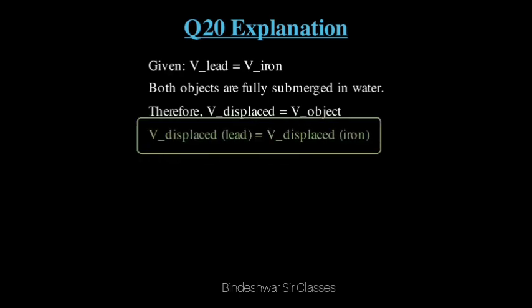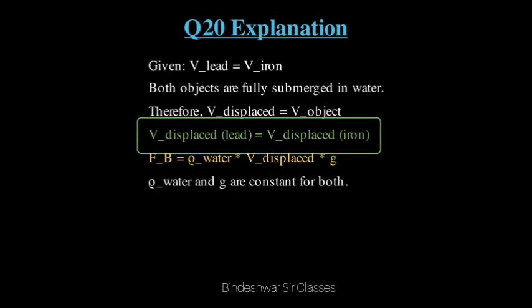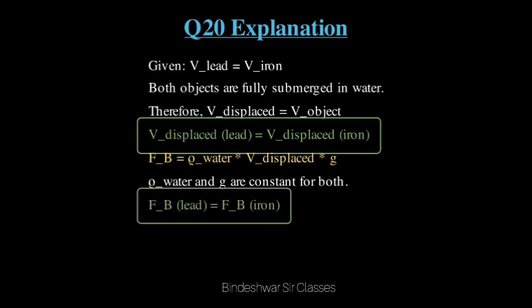The buoyant force formula is F_B equals rho_fluid times V_displaced times g. In this case, both objects are in the same fluid, water, so rho_fluid is the same for both. And as we just established, V_displaced is also the same for both. Of course, g is a constant. Therefore, all the terms on the right side of the equation are identical for both the lead and iron objects, meaning the buoyant force on both must be equal.